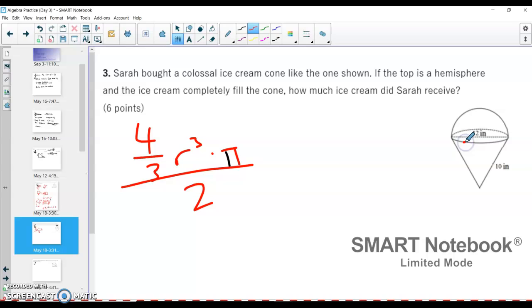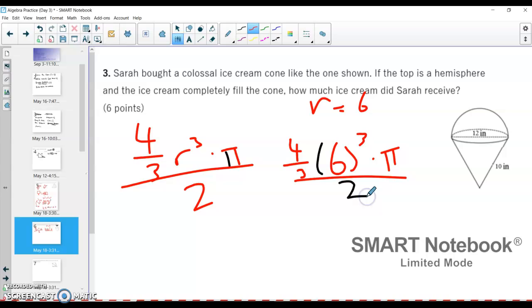Now, since the diameter of this circle is 12, the radius would then be 6. So I know my r in this problem is going to equal 6, and I can even find this hemisphere right away. 4/3 times 6 cubed times pi divided by 2 will give me the hemisphere. Okay? Let's call it hemisphere area HA.